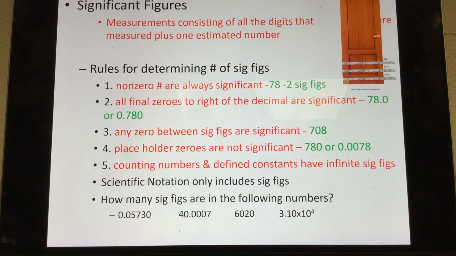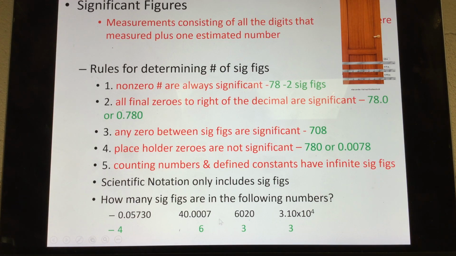Okay, so let's take a look at these. So for 0.05730, hopefully you said it was 4. My bad, I can't count. So this first 0 is just a courtesy 0. This 0 is just a spacer so that all these other numbers that are significant are in the right place value. And this 0 here, because it is a 0 to the right of the decimal at the end of the number, is significant. So the 5, 7, 3, and this 0 are the 4 sig figs.